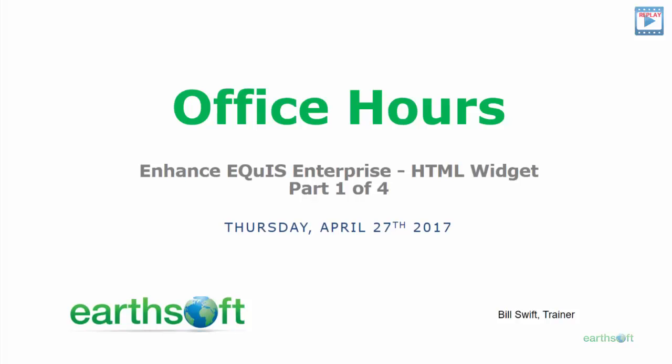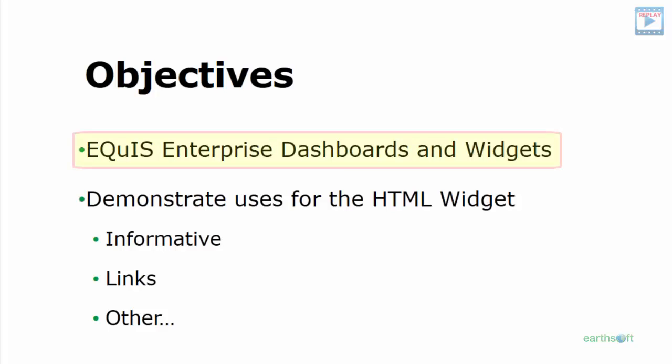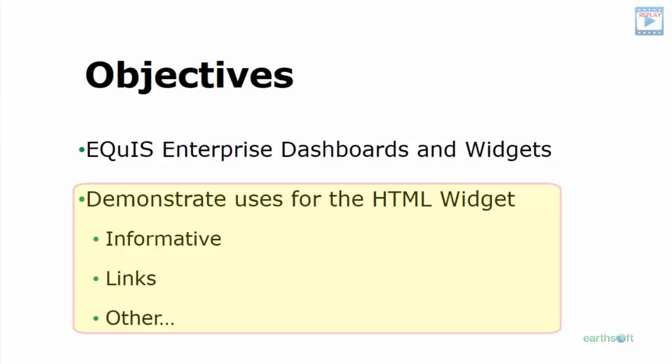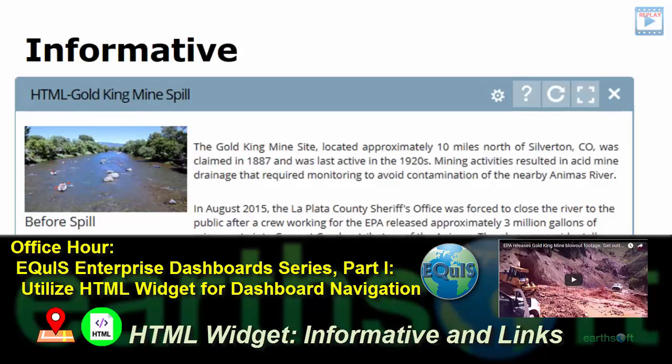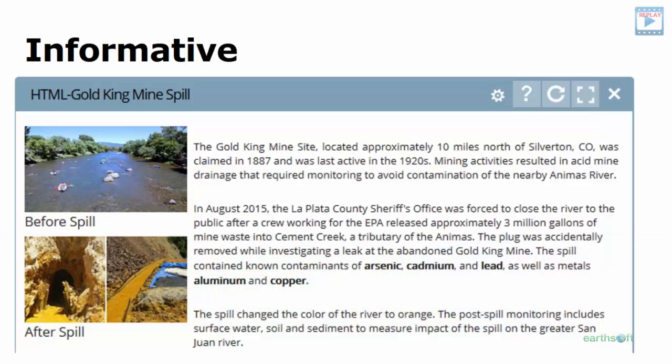Our objectives today are to give you a quick overview of enterprise dashboards and widgets, and to demonstrate uses for the HTML widget, some informative type links and other information. The informative type of widget might be something like this, where we have an example of the Gold King mine spill, which happened in Colorado in 2015.